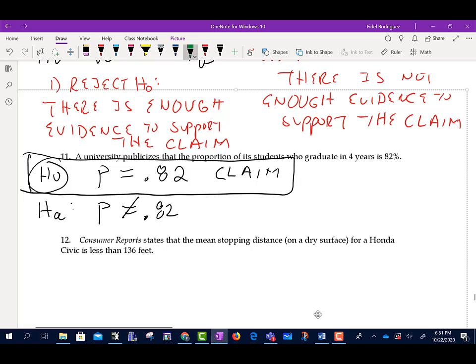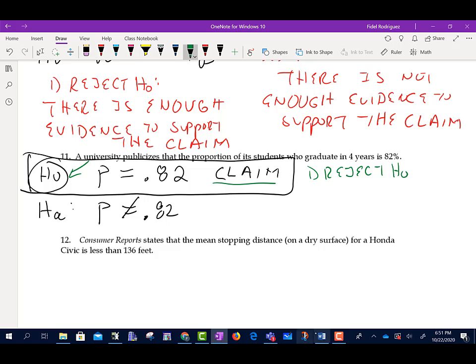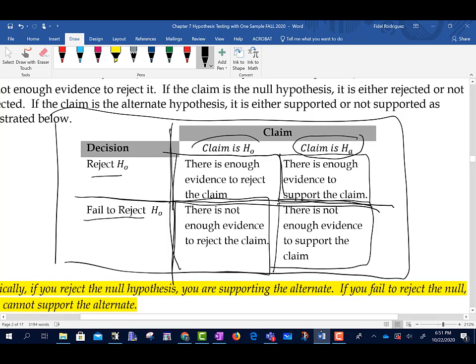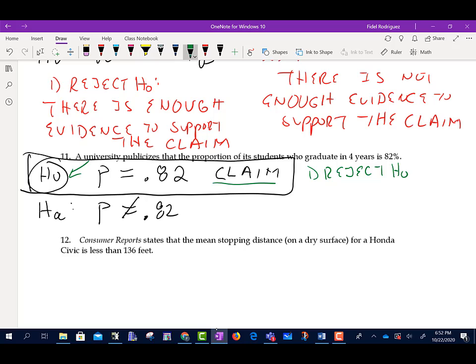Okay, so case number 1. What happens if we reject the null hypothesis? Remember, the null happens to be my claim, okay? So the claim is my null, and we're rejecting it. We're going to say there is enough evidence to reject the claim.